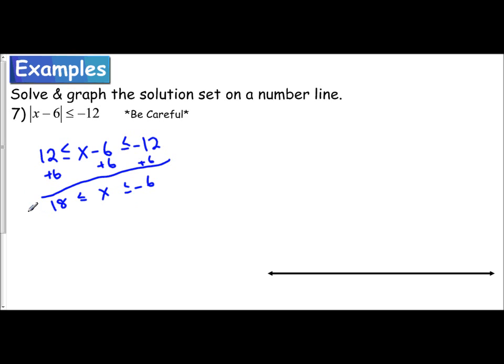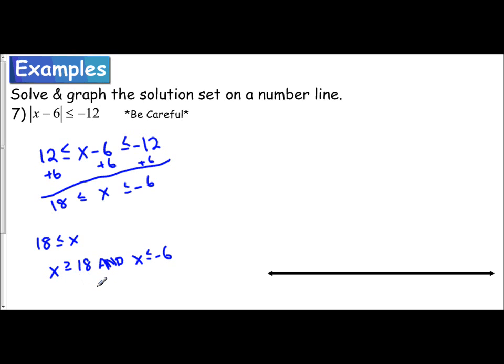X is between 18 and negative 6, which, let's not read it that way. Let's read it the way it's read from left to right. We can even read it the way it's viewed with the two inequalities separately. This is read as 18 is less than or equal to x. So if I write that down, 18 is less than or equal to x, and then flip it so x is on the left side, x is greater than or equal to 18. Now, let's look at the other one. x is less than or equal to negative 6. And this is an and.